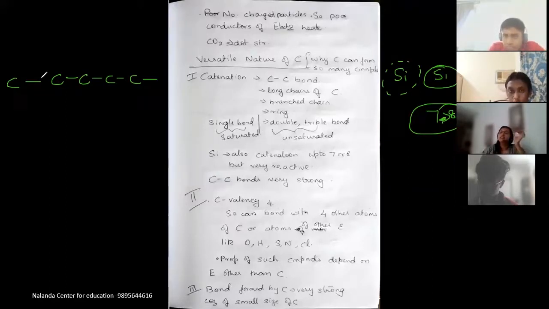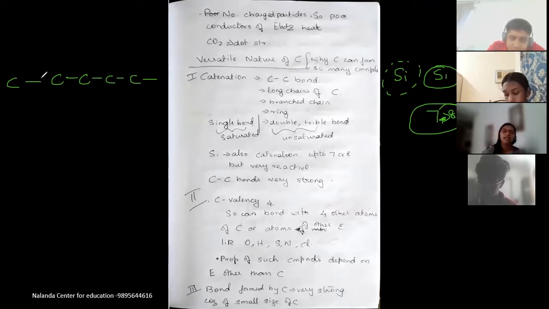So catenation is there in atoms like silicon, but to a very less extent. Even when 7 or 8 silicon atoms join with each other, they're going to be very reactive. So one of the characteristic properties of carbon which helps it form a lot of variety of compounds is catenation. And the second one being the valency of carbon is 4.